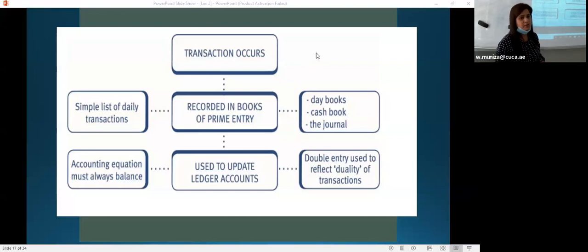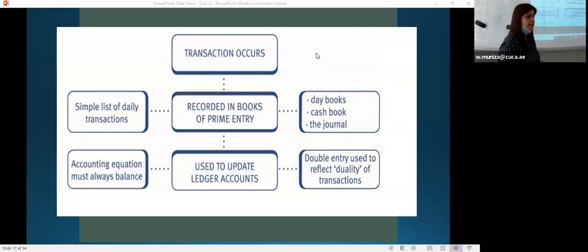At least 2 accounts will be affected. Either both the accounts in assets, or one in assets and the other in liability, or both in liabilities, or one in income and the other in assets, or one in expenses and the other one in liability, or both in expenses. It can happen.